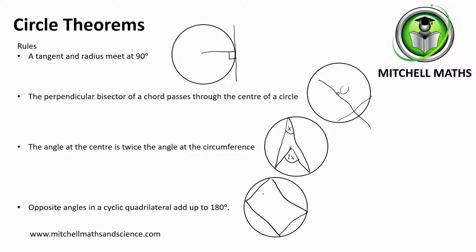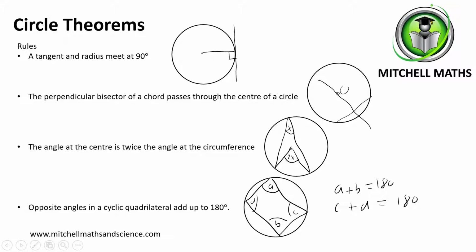Okay, obviously the lines would be straight, and if you have A and B, if the angles are opposite, then A plus B would equal 180. Or even it works the other way around, C and D, C plus D would equal 180. So do look for that. If you have a cyclic quadrilateral, the opposite angles in that will add up to 180.